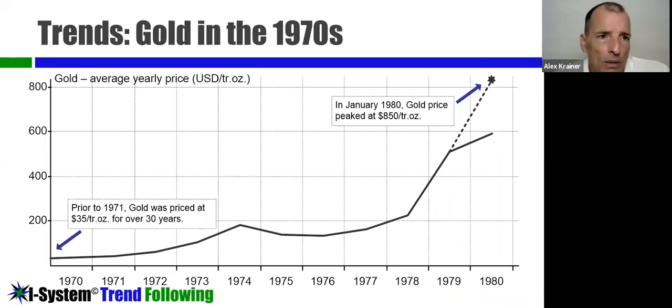So this is the price of gold in the 1970s. I like to show this one because this happened through an inflationary period, and there's a risk that we will enter another inflationary period. Basically, during the 1970s, the price of gold went up 24 times. Before 1971, gold was fixed at $35 per ounce for 30 years. As inflation started to increase, the gold price moved from 35 to 850, which was the peak in January 1980.